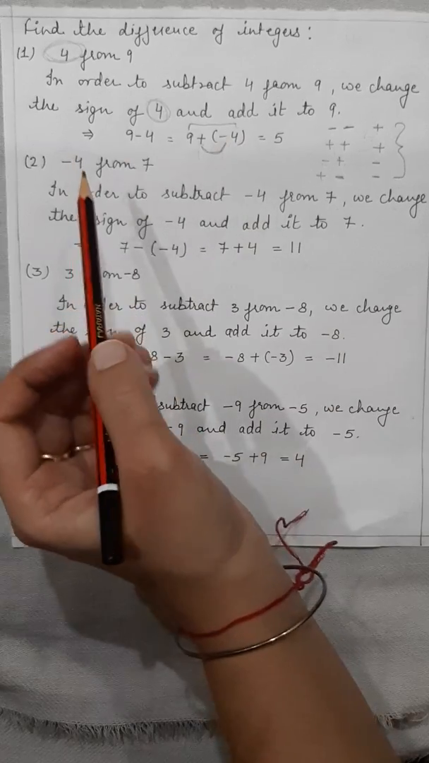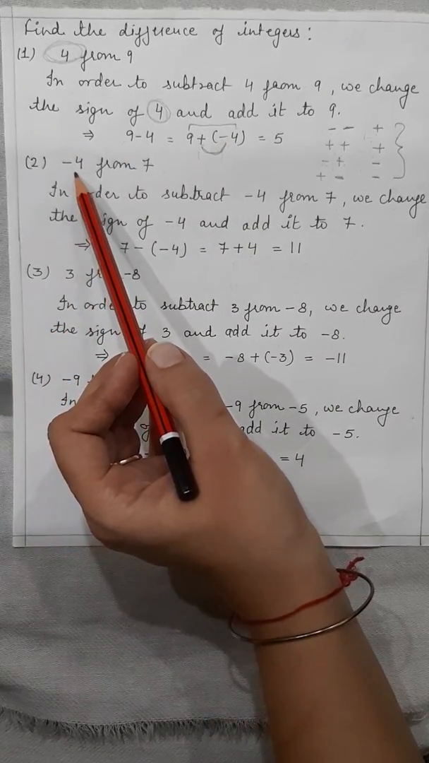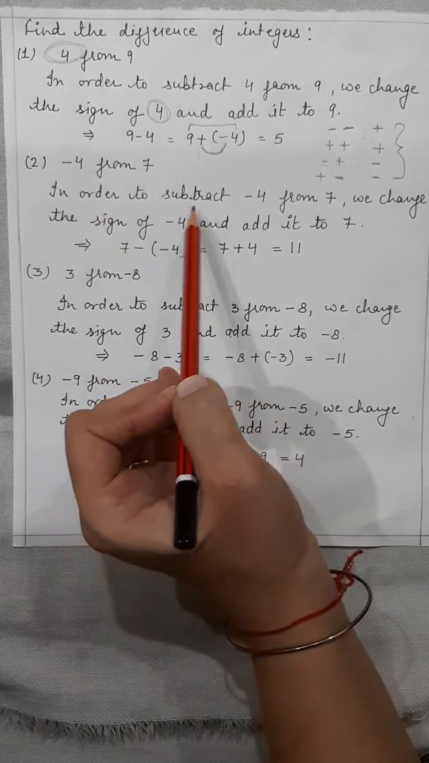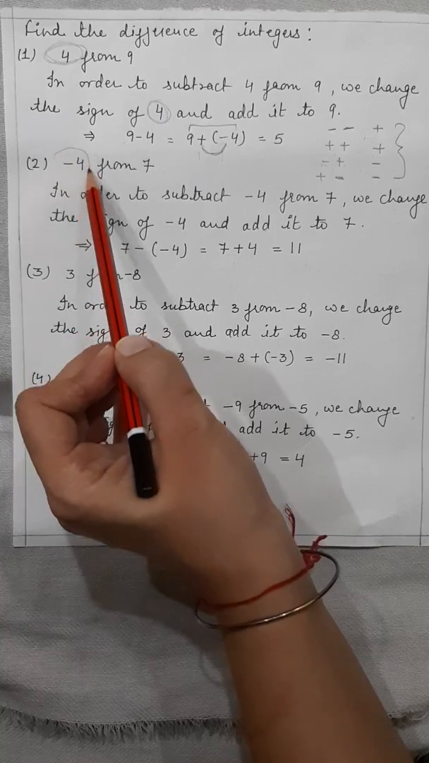Clear? Next, if you have to find the difference of minus 4 from 7, in order to subtract minus 4 from 7, we change the sign of minus 4.